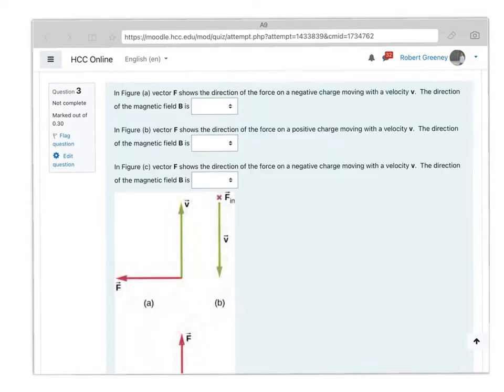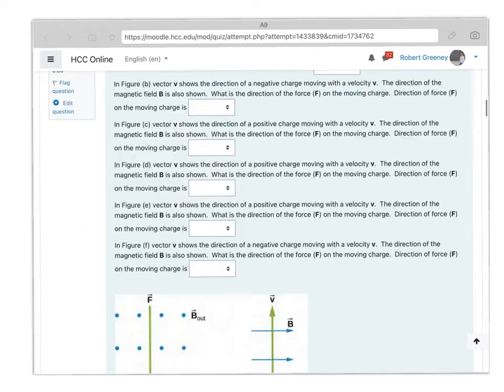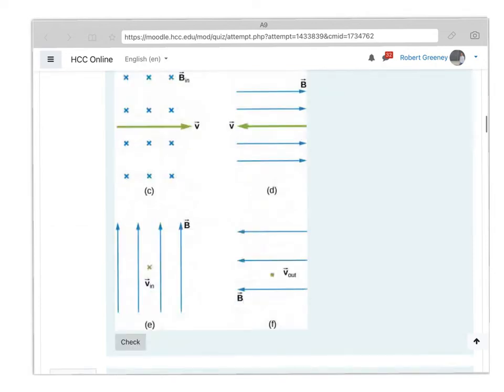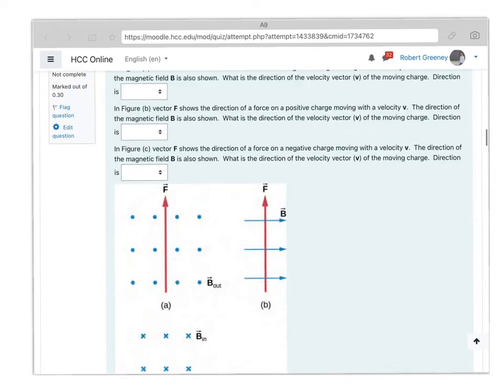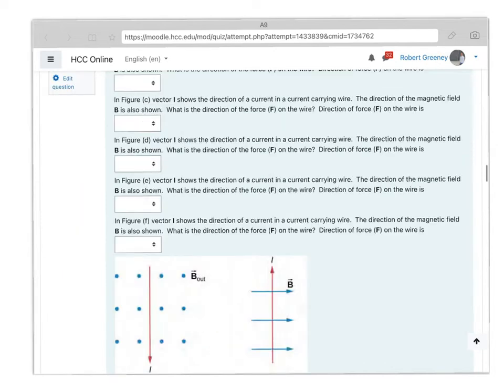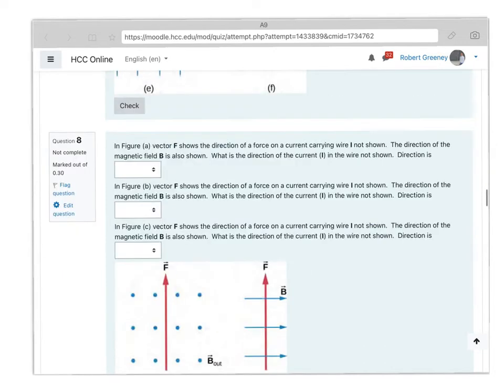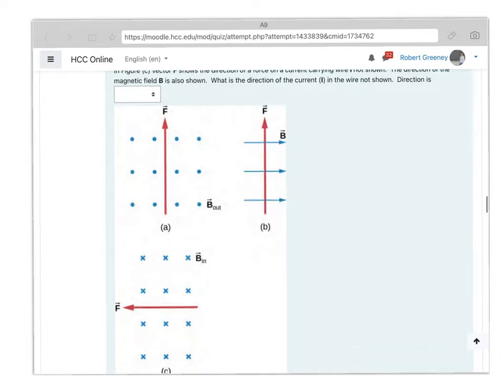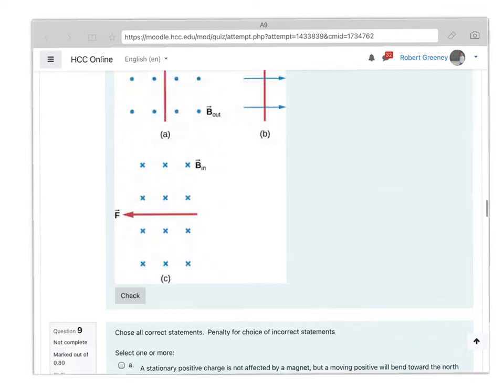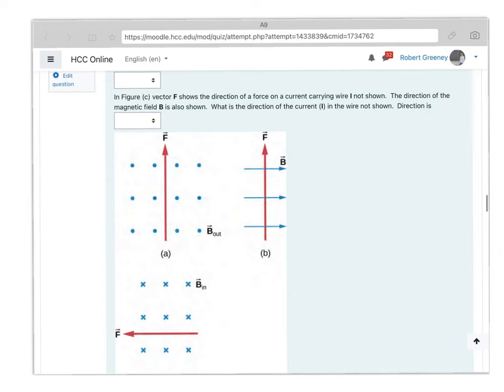So problems number 3, 4, 5, 6, 7, and 8 are all applications of right-hand rule number 1. So let's do one together. Here, figure C shows the direction of the force on a current-carrying wire, I, not shown.